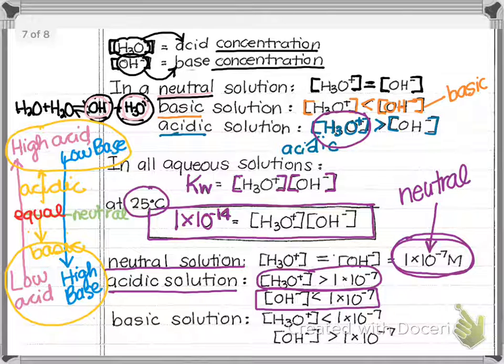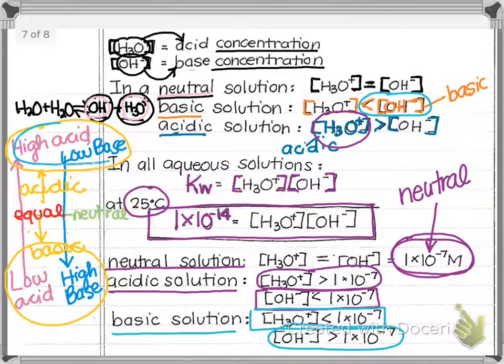Recall when you're talking about exponents that the greater the negative exponent, the smaller the number. Now when a solution is basic, remember the base has to be greater than neutral. So in that case, the base is greater than 10 to the negative 7, and the acid has to be less than 10 to the negative 7. Remember, when you have high acid, your base will go down, and when you have high base, your acid will go down.